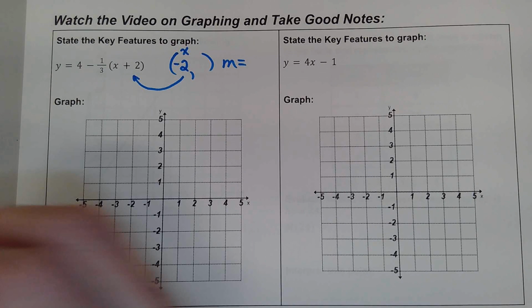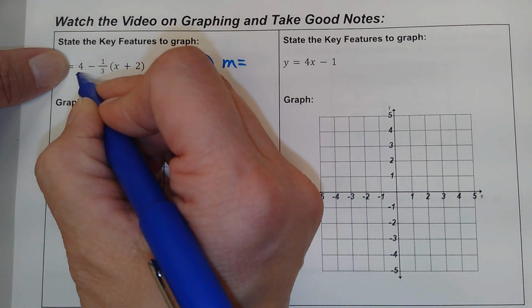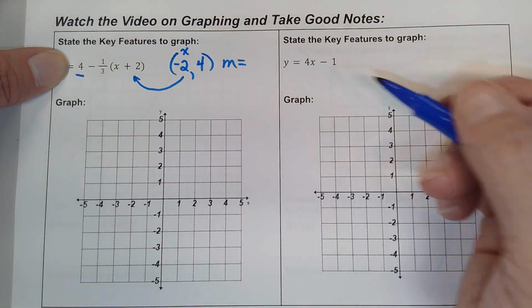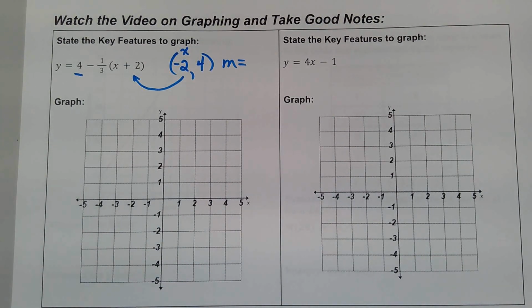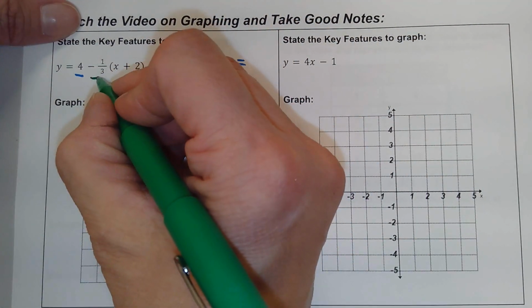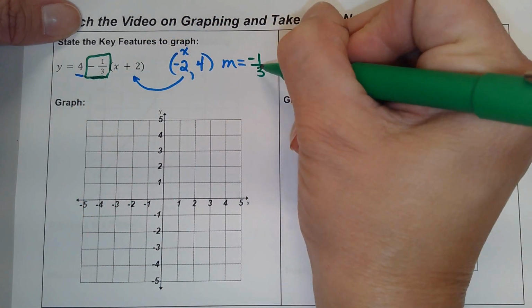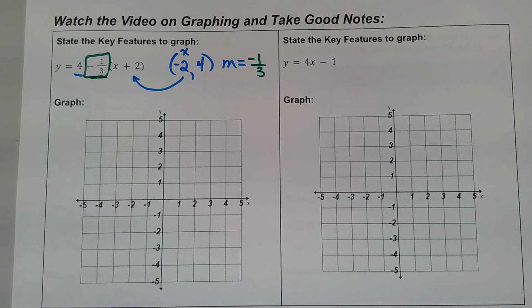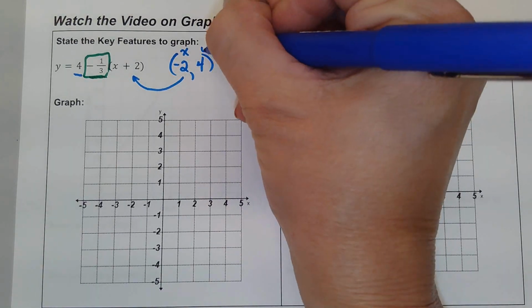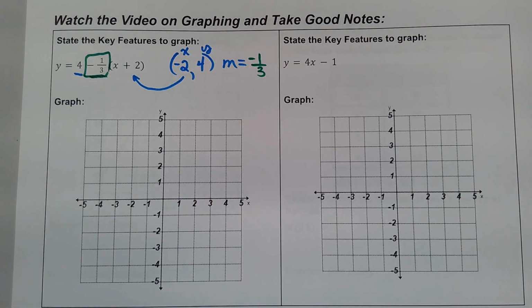Our y value is always the one that's alone. Okay, in this case, it's in the front, and it's the +4. Okay, it's always the one alone. And then the slope is always in front of x. But let's be careful. The slope here is -1/3. Make sure you got that negative. Okay, we have all our key features, our x, our y, which makes a starting point, and the slope will help us make other points.